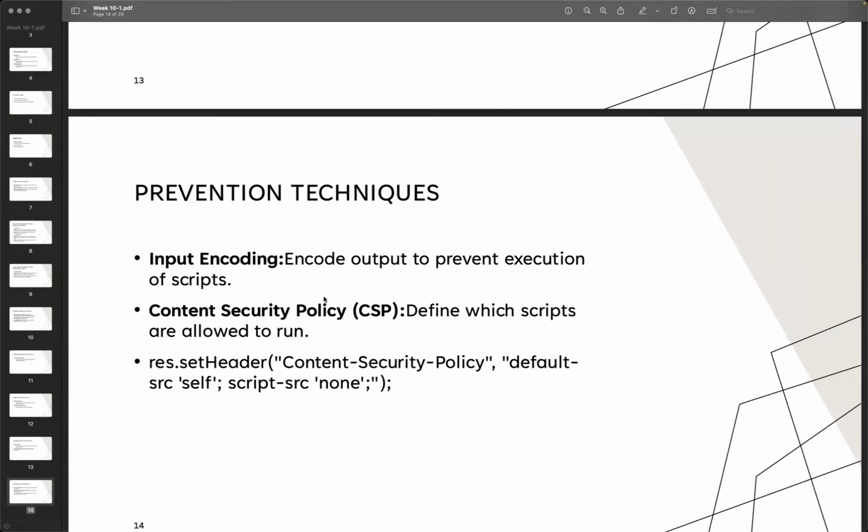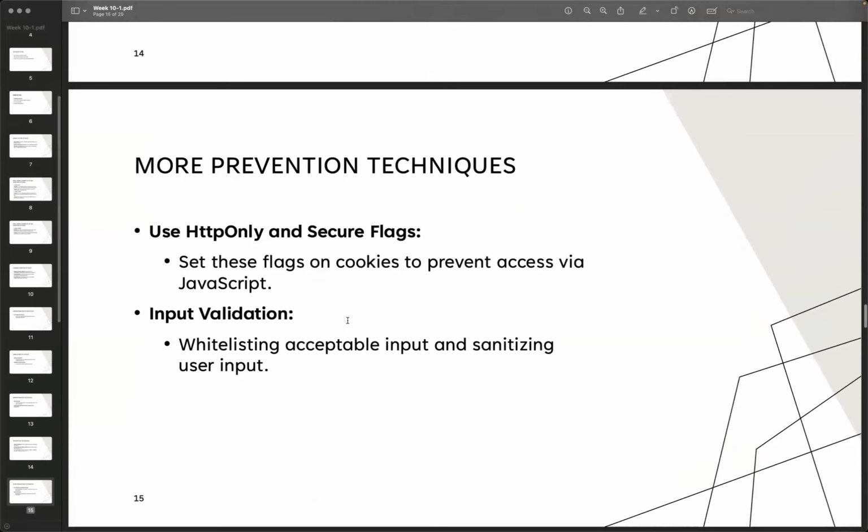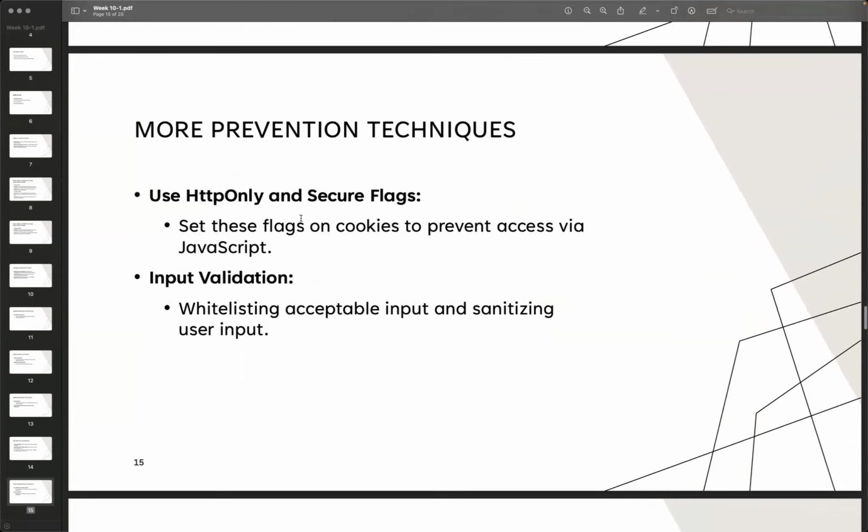So we need to learn how we can do prevention. Maybe input encoding, that's what we try to do. We try to encode the output to prevent execution of the script, or we can do Content Security Policy, CSP. So we define which scripts are allowed to run. For example, we can return the security header: default-src 'self' and script-src 'none'. Or we can add the HttpOnly and Secure flags. Set these flags on cookies, and then we can prevent access through JavaScript.